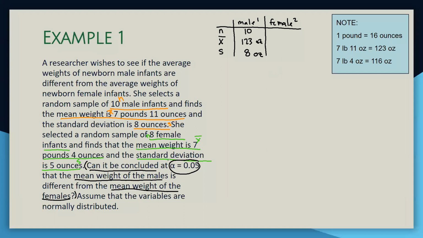And then we're going to do the same for the female column. That was underlined in green. So 8 female infants. The mean weight is 7 pounds, 4 ounces, which is 116. And they had a standard deviation of 5 ounces. And then I'm also going to jot down here, I know my alpha is 0.05. The very last thing before I start writing my hypotheses, there's that keyword different from. So we do know when we write our hypotheses, our alternative is a not equal to.